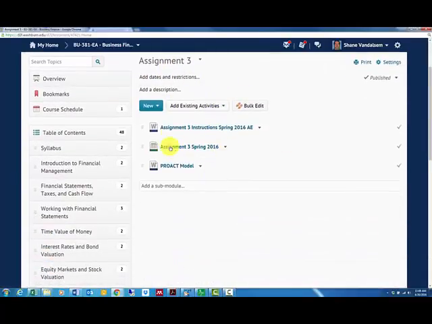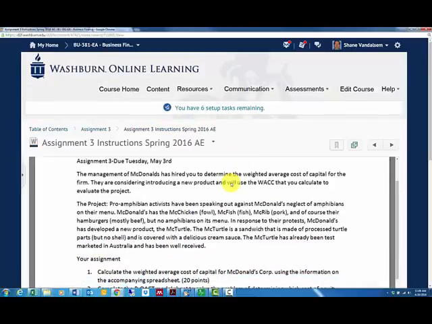There are 3 pieces of information here. The first one is the assignment itself, and it's going to look like what we did in the example for Coca-Cola and also the example we're working through for Westar. Except, rather than have you look up all the information online, I'm going to give you the information and ask you to calculate the weighted average cost of capital for McDonald's. So here's what it looks like. The management of McDonald's has hired you to determine the weighted average cost of capital for the firm. They're considering introducing a new product and will use the WACC that you calculate to evaluate the project.